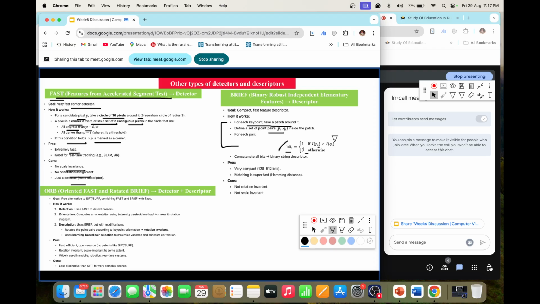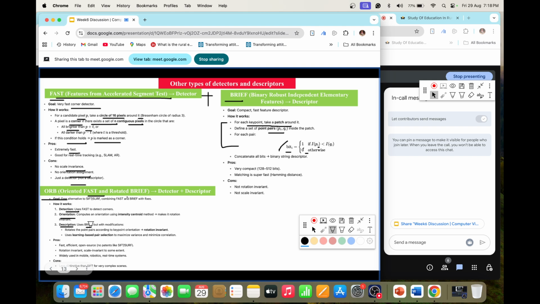Then we have another thing called ORB. It is both a detector as well as a descriptor. It is actually a combination of FAST and BRIEF. FAST is a detector and BRIEF is a descriptor. So if we add FAST plus BRIEF, we get ORB, that is, Oriented FAST and Rotated BRIEF.